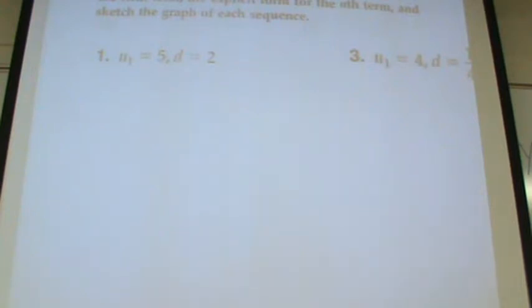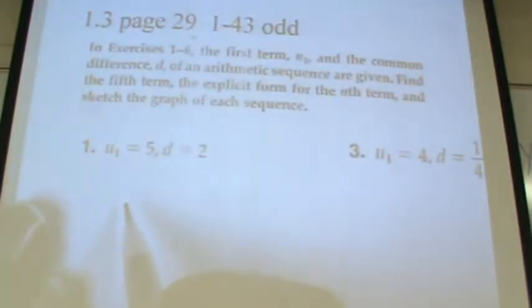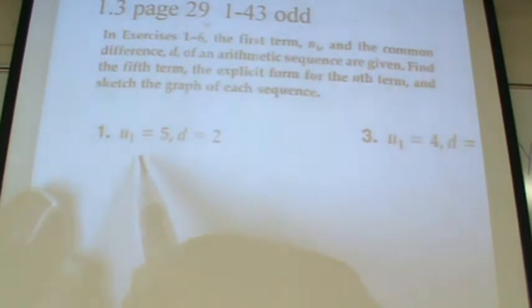Okay, here is pre-calculus homework 1.3, page 29, 1 through 43, odd. For 1 through 5 odd, you are given some information. In this one, you're given the first term, and the common difference is 2. These are all arithmetic sequences.